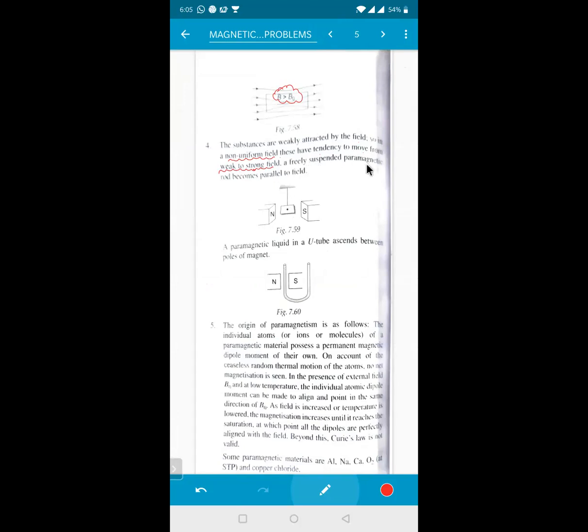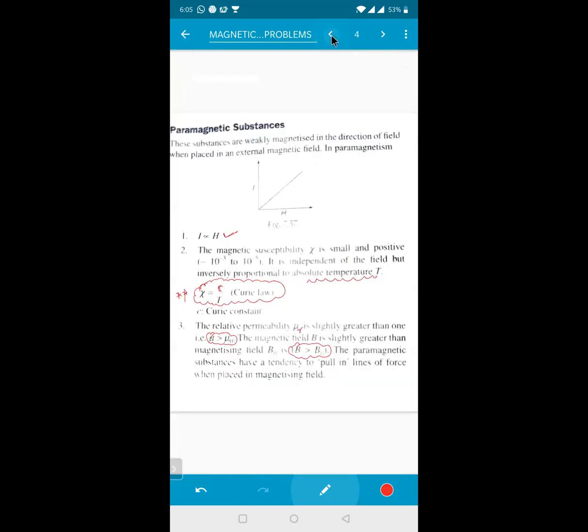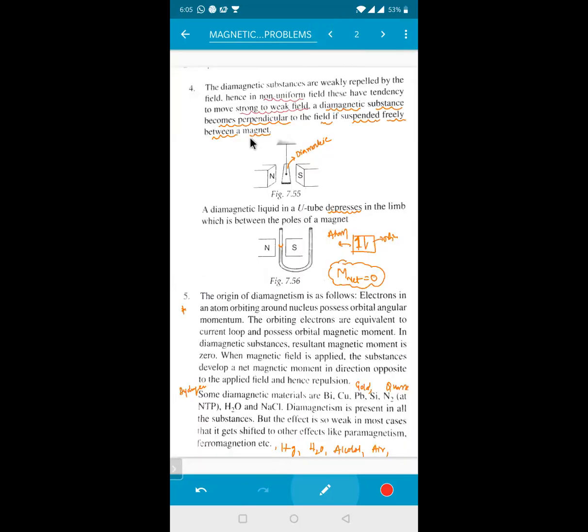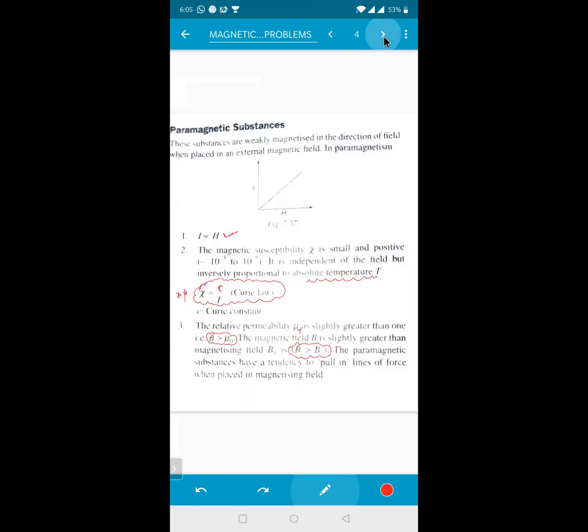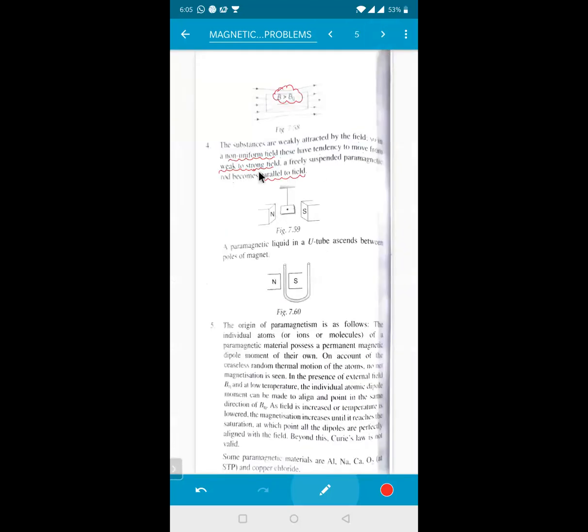That means a freely suspended paramagnetic rod will become parallel to the field, whereas a diamagnetic rod will become perpendicular to the field. The diamagnetic substance will become perpendicular to the field, whereas a paramagnetic substance will become parallel to the field. See here, north and south, they will become parallel to the field.